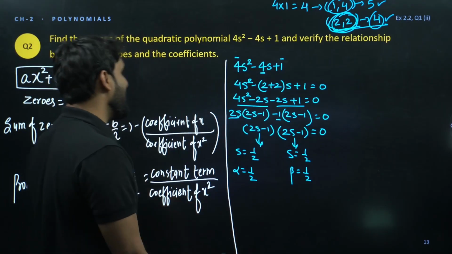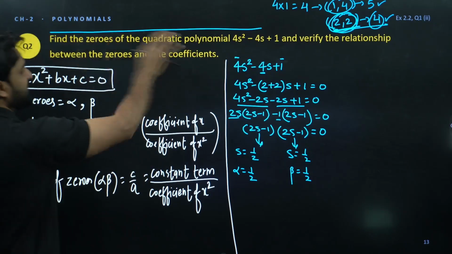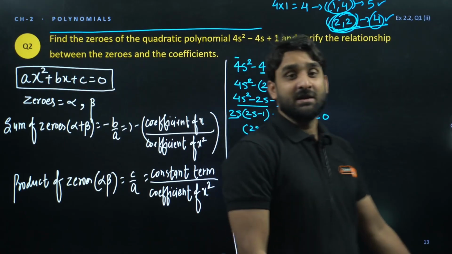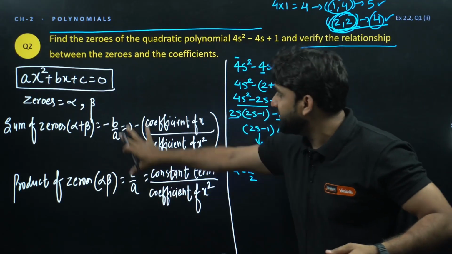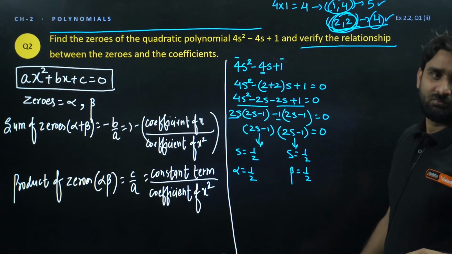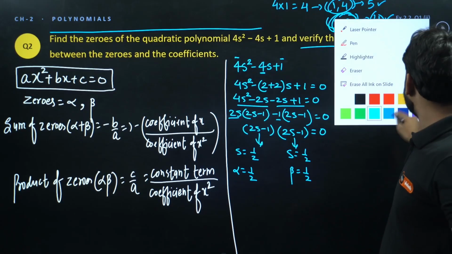Okay, now this question is not completed. The first part is completed. Find the zeros. These are the zeros. Now let's verify the relationship between zeros and coefficients. This formula will be used. Okay, now let's verify. So I'm using green color for this.